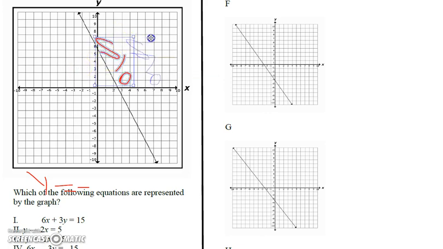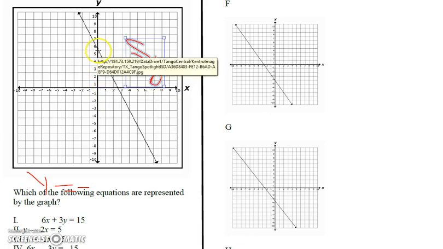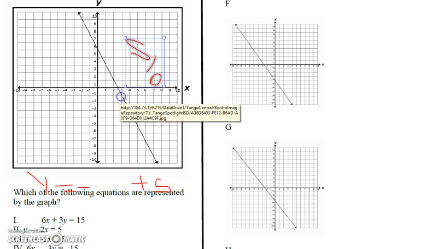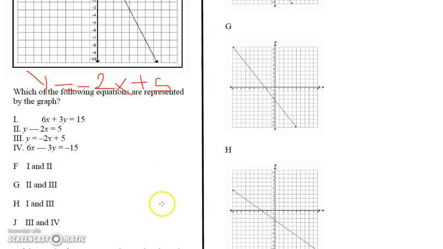So let me move this out of the way. So it's crossing at this point. So it's crossing at 1, 2, 3, 4, 5. It's crossing at 5. So at the end, I have plus 5. And remember the slope, you find it by counting rise over run. So if I go from this point to this point, I go 2 up, 1 to the left. So my slope is -2x plus 5.